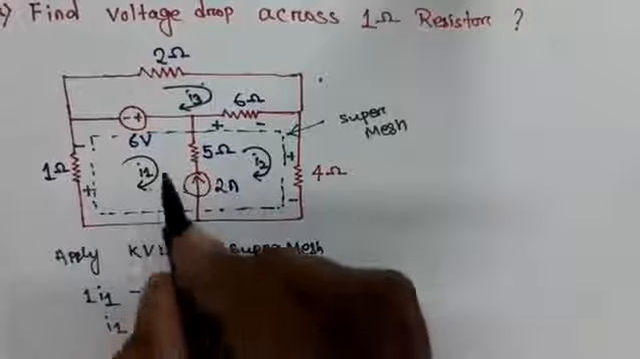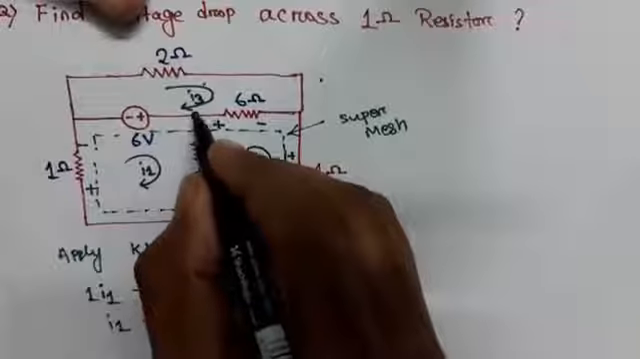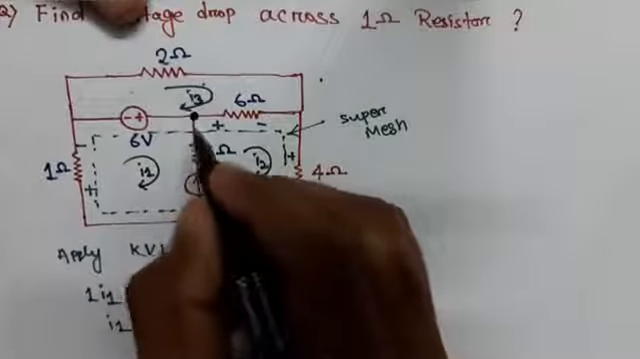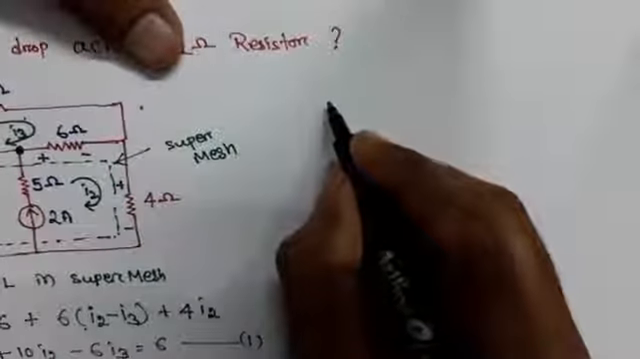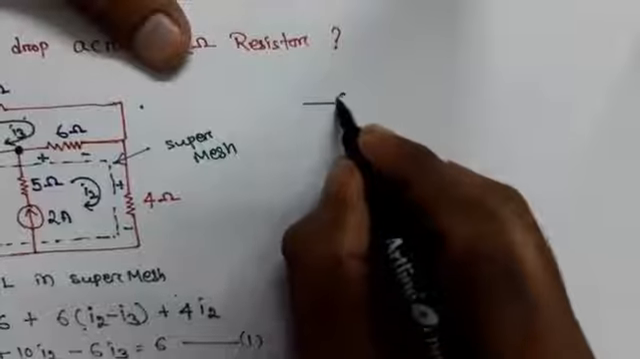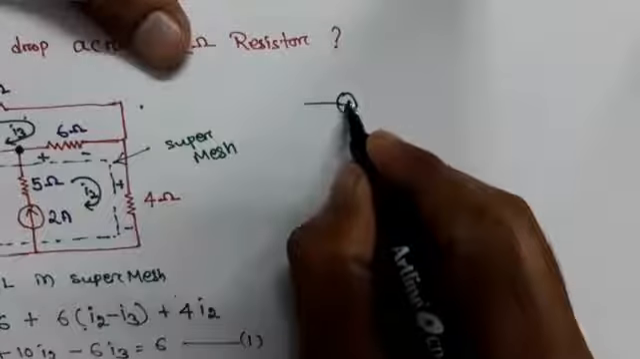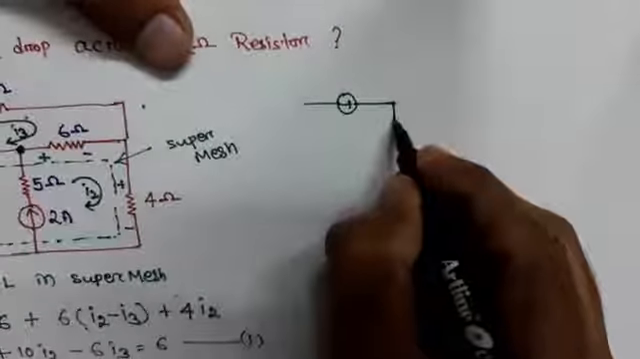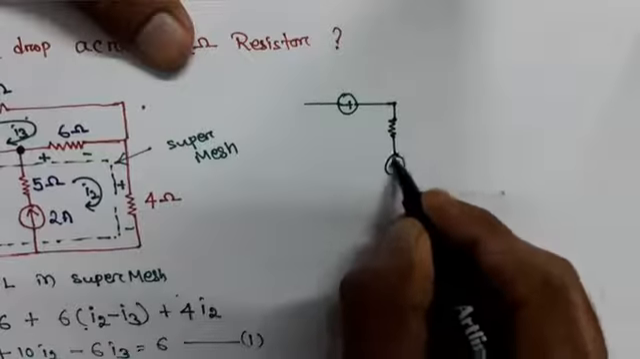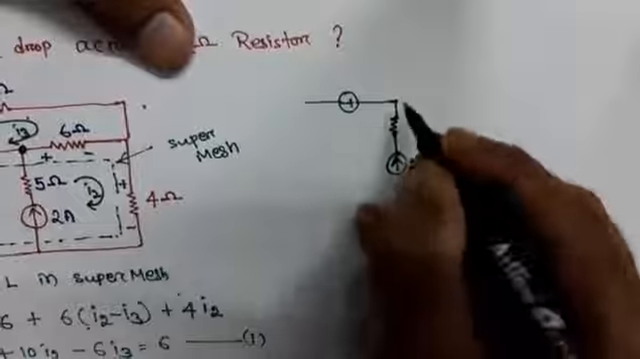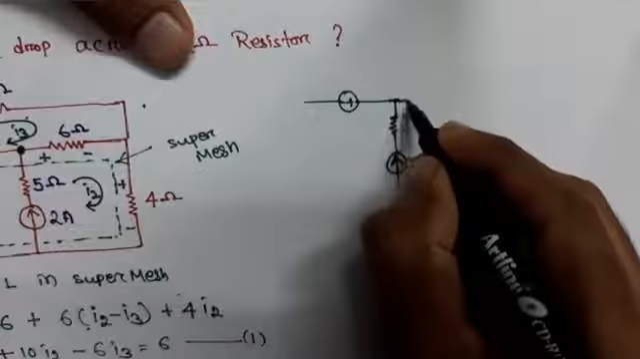Then apply KCL at the node where this current source is connected. Again, redraw the circuit for KCL. This is the voltage source, minus plus. This is 2 ampere, like that now.